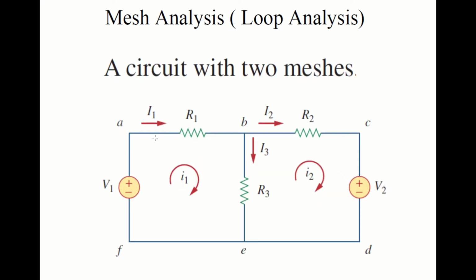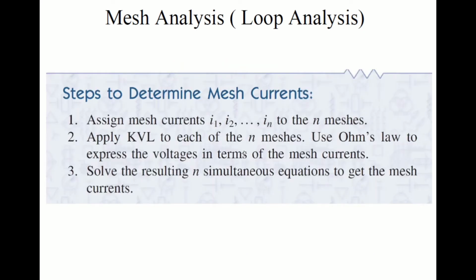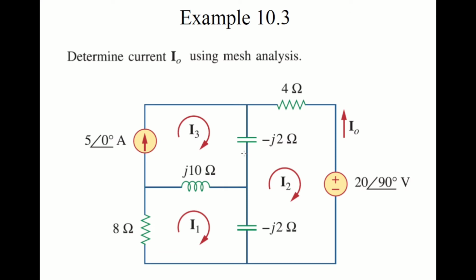If you look at this example, first you assign the currents I1 and I2, and then use KVL, Kirchhoff voltage law, to analyze each mesh, and then solve using Cramer's rule. So let's look into example 10.3.